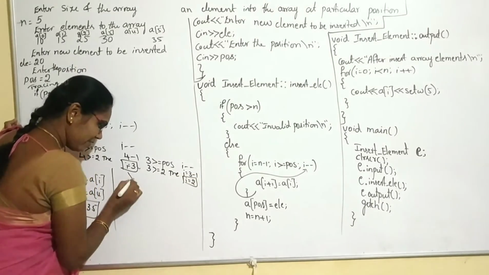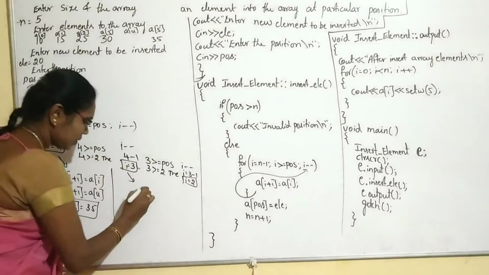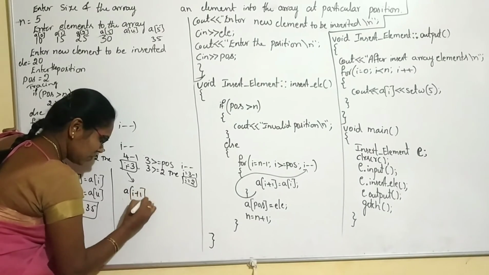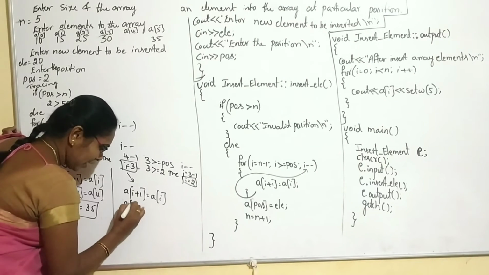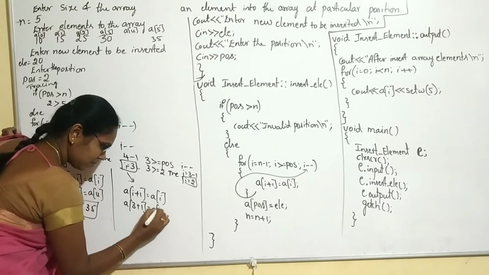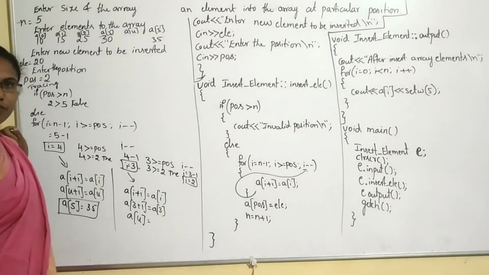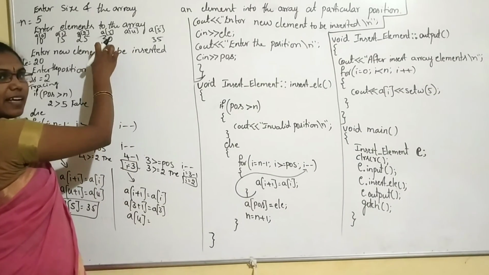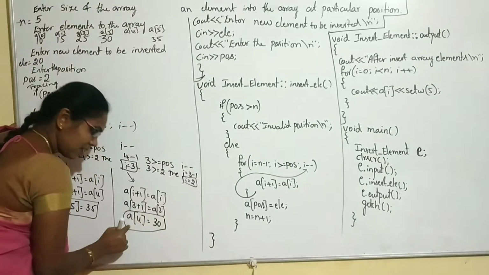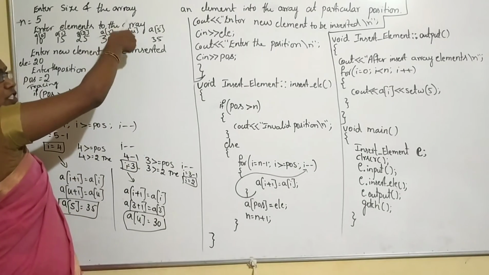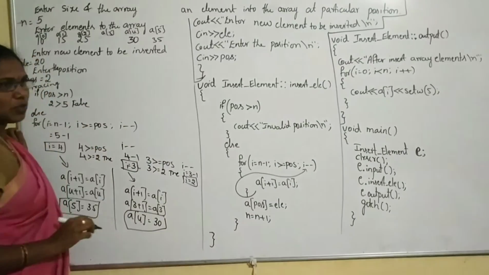For this iteration, I value is 3. By using the value 3, again the statement will be executed. What is the statement? A of I plus 1 equals A of I. So substitute I value. A of 3 plus 1 equals A of 3. So 3 plus 1 is 4. A of 4 equals A of 3. In the A of 3 position, which element is there in the array? 30. Now 30 is stored in which position? A of 4. Means the element 30 is shifted to the next higher order position. 30 is shifted to A of 4 position.